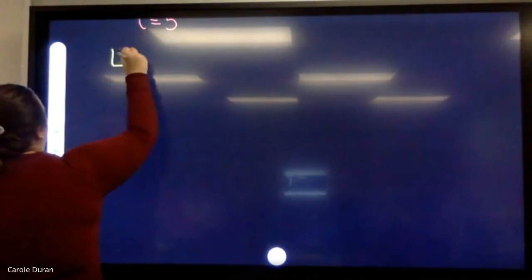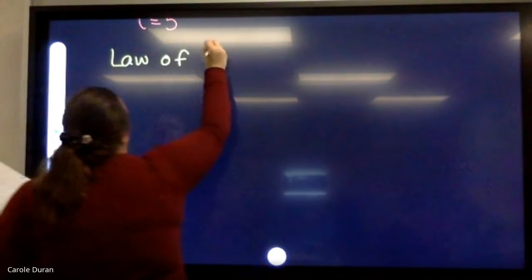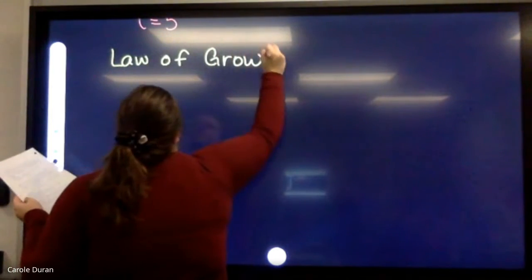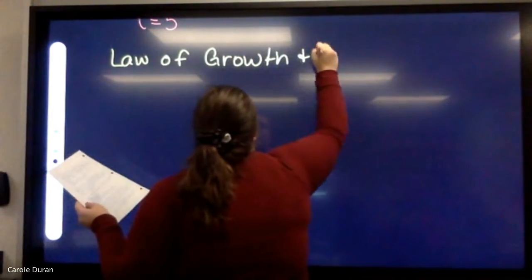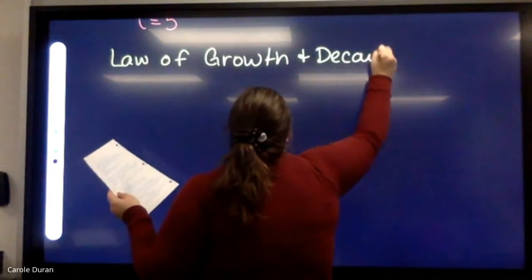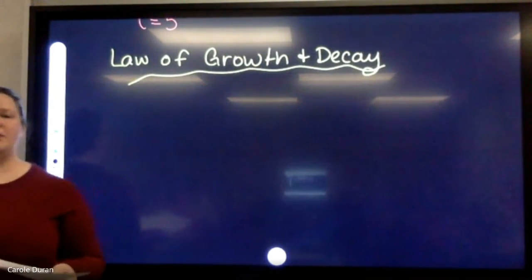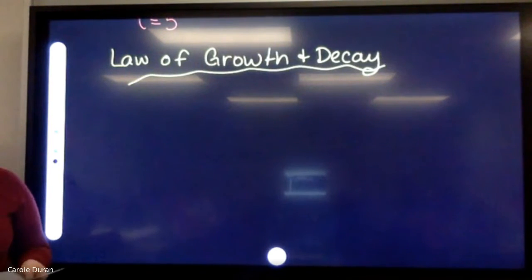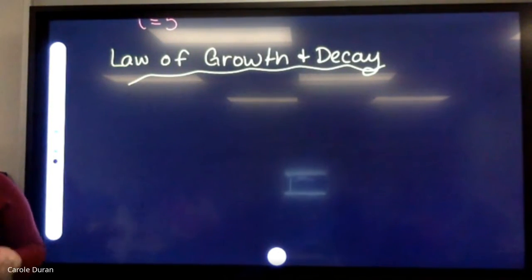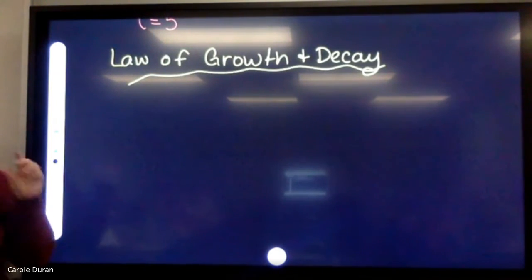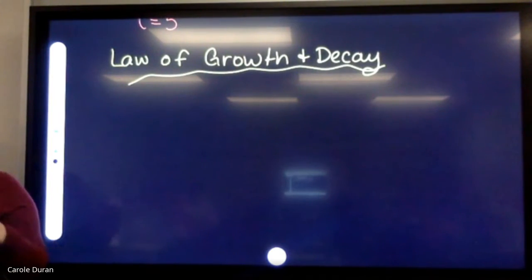So the next thing I'd like to talk about is the law of growth and decay. Yesterday, whenever we had an exponential function, it was pretty much always either a growth or a decay exponential function. The same thing still kind of applies here with our natural exponential function, except our growth or decay is decided not by our base, but by our rate.